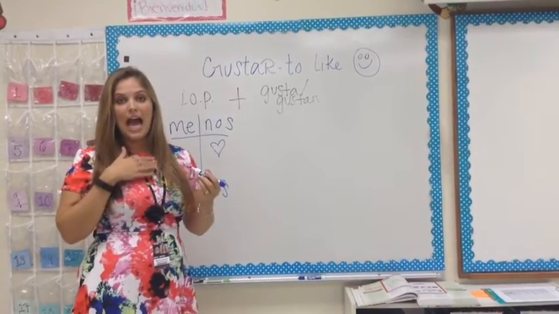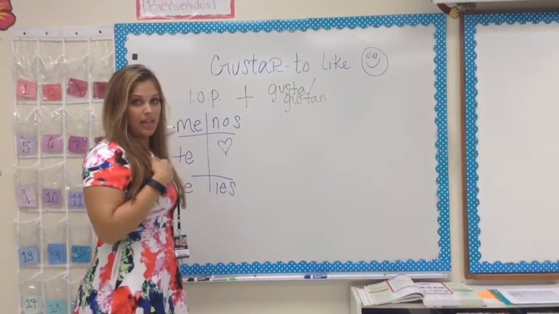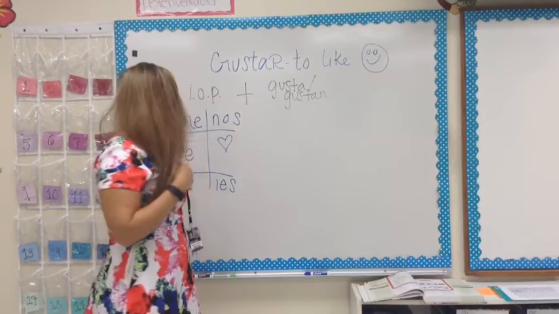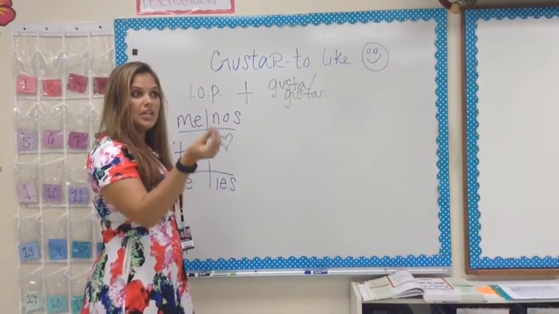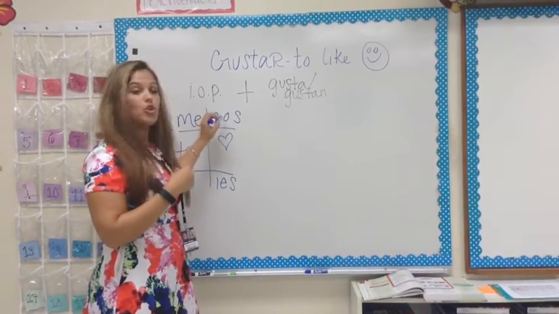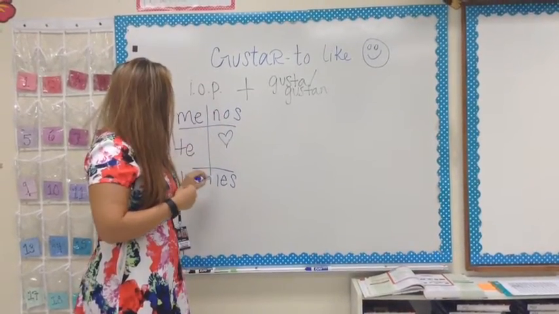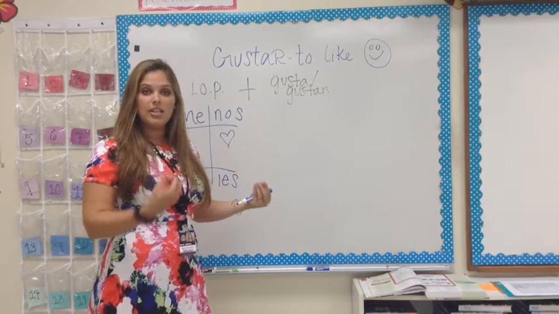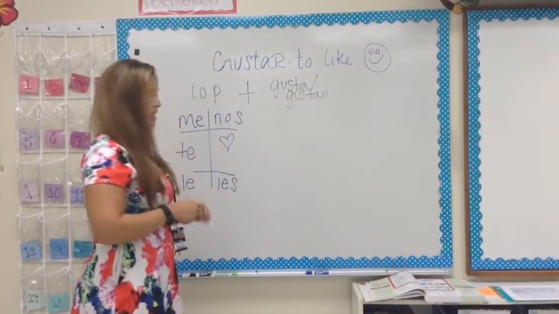So if I wanted to say I like, I would start with me. If I wanted to start with you like, I would say te. He, she, or usted would be le. Nosotros would be nos. And then if I was talking about ellos, ellas, or ustedes, I would say les.